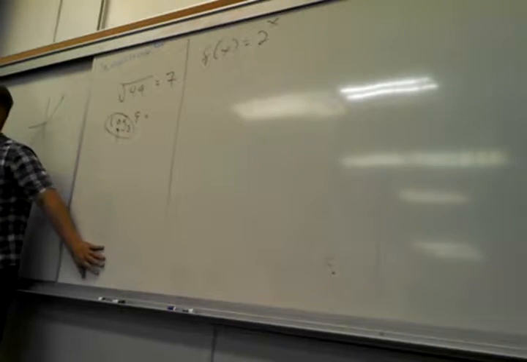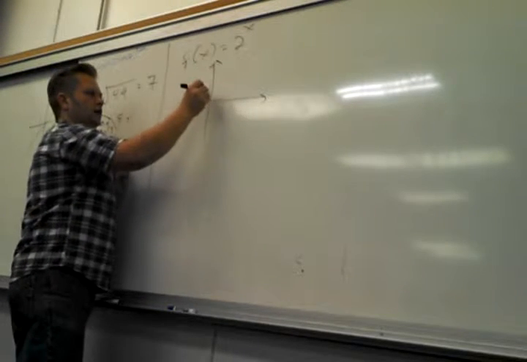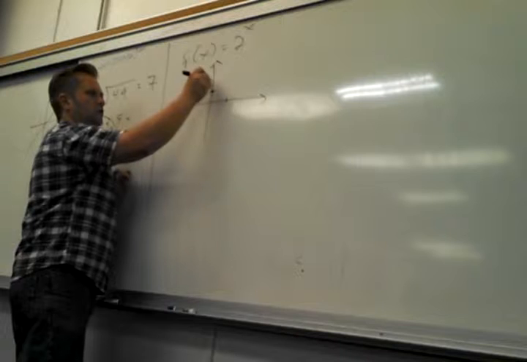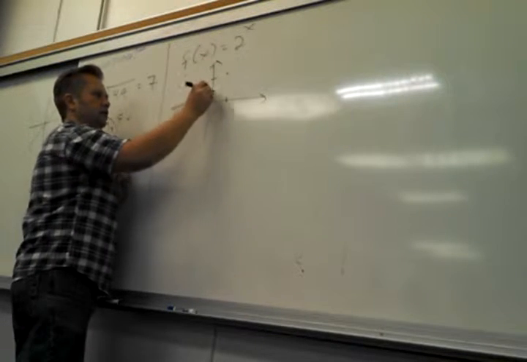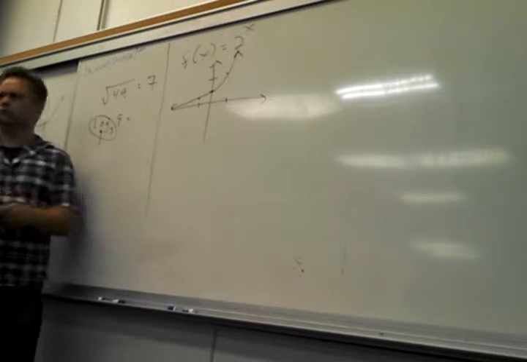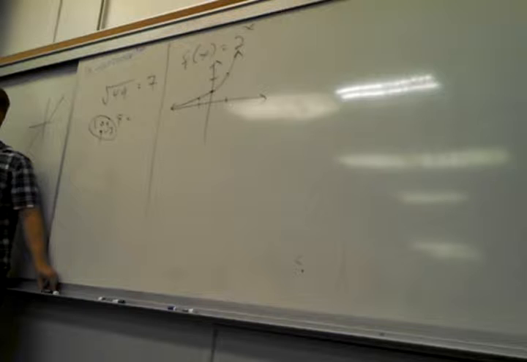Start with 2 to the x. We did that graph earlier, so let's recreate that graph real quick. 0 was at 1, 1 was at 2, negative 1 was at 1/2, and that's basically the graph there. Is that cool? So I know what the inverse function is going to look like.